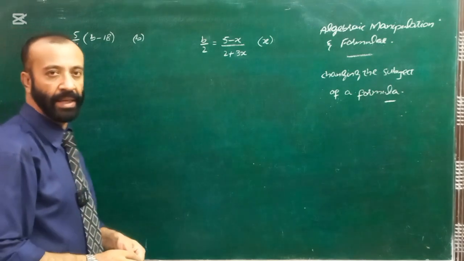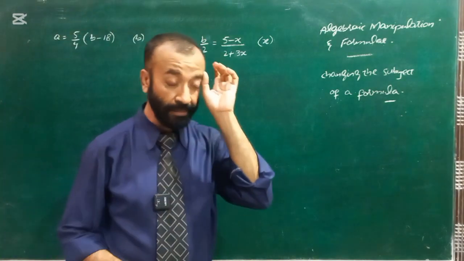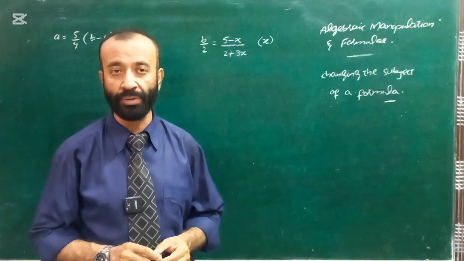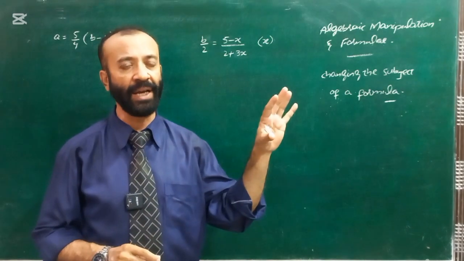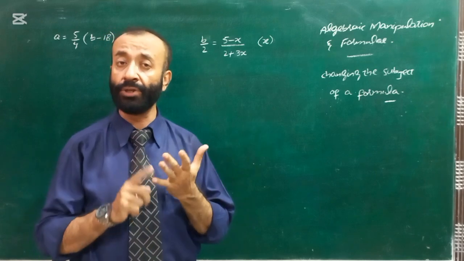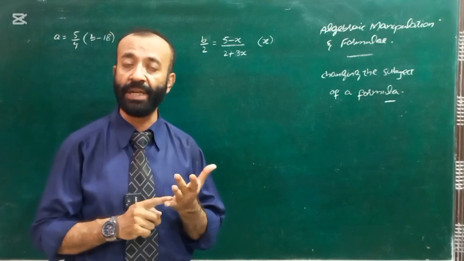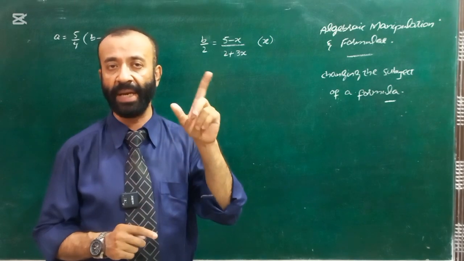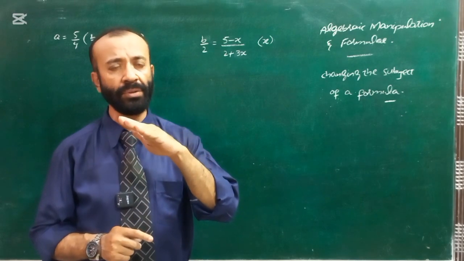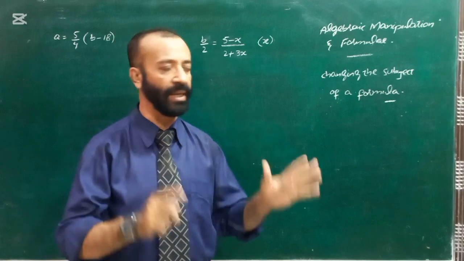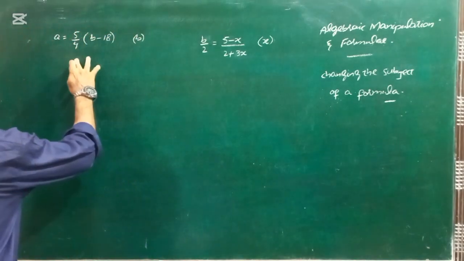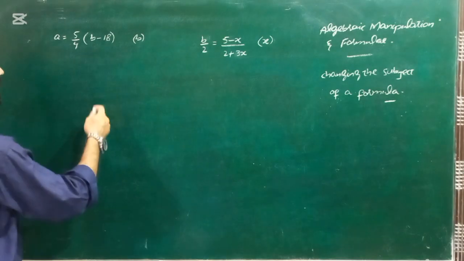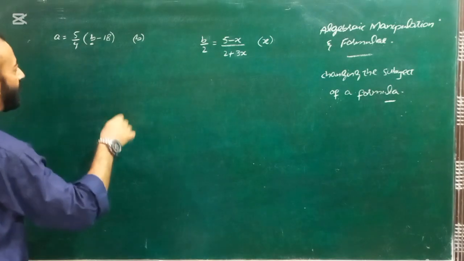So the method to make the subject is, whatever thing is required to be the subject, you have to separate that value entirely. Nothing should be added, subtracted, multiplied, or divided, and no part should be there except one. So you have to separate that value entirely. So look now. In this question, b is required to be the subject. So we will separate b gradually.